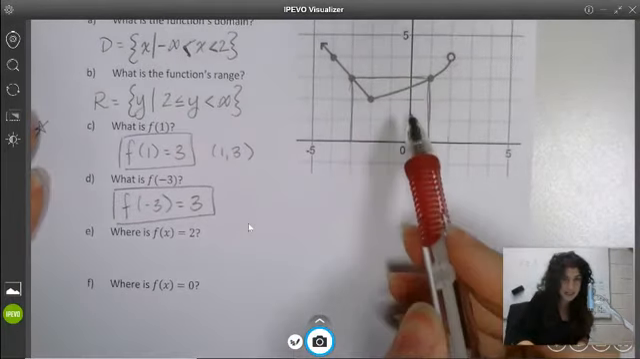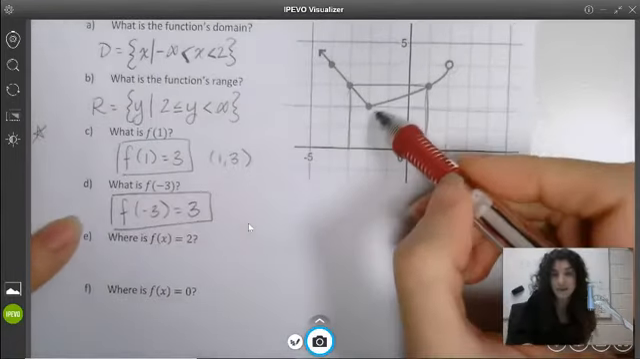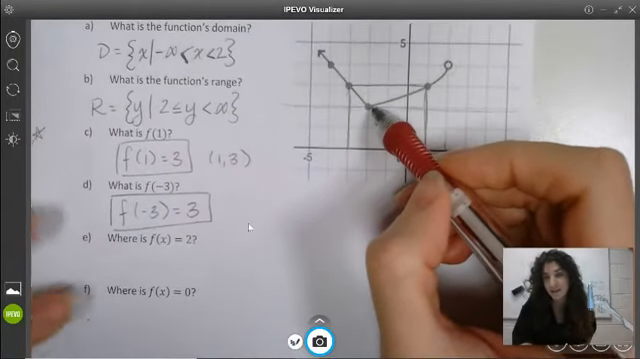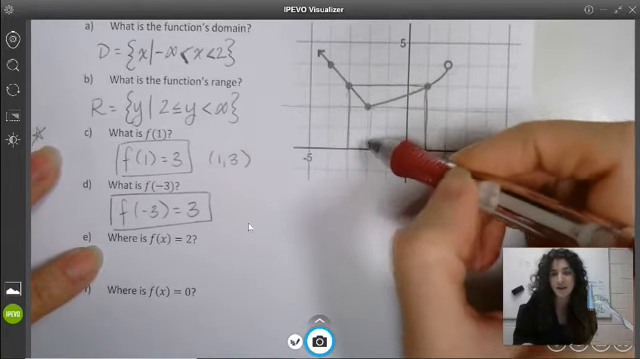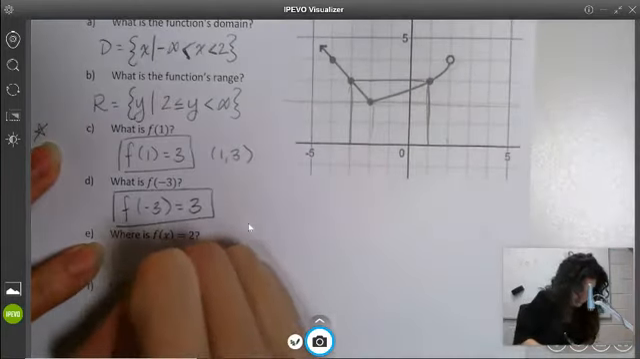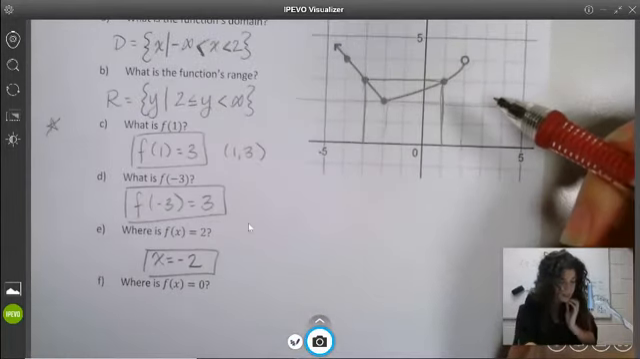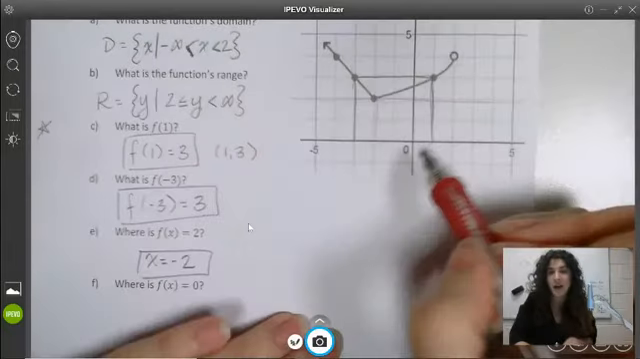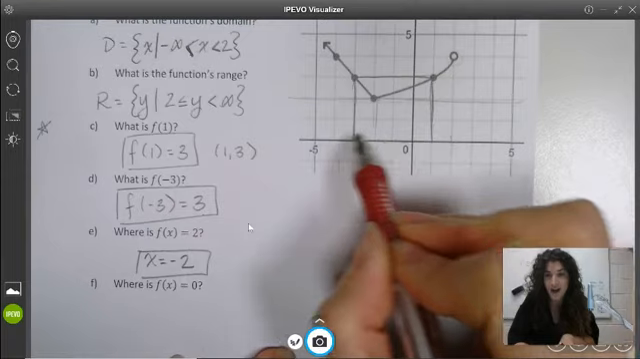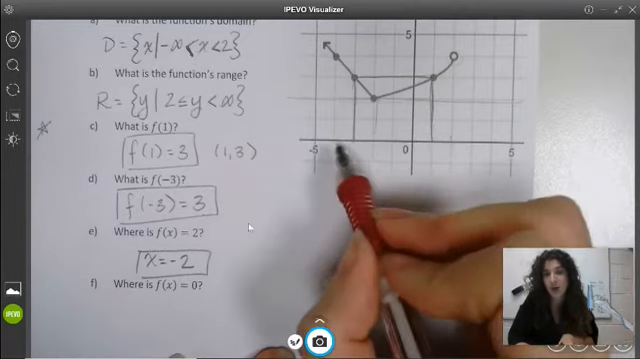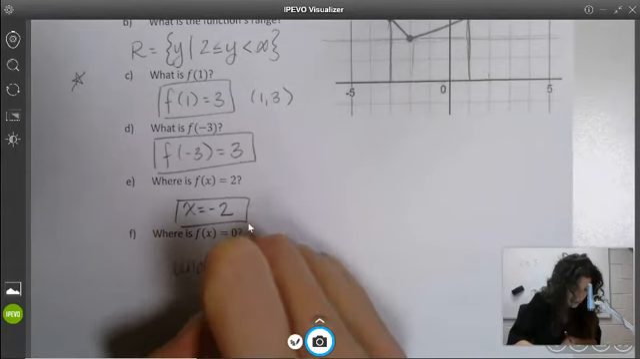f of x equals 2 means that I go to the 2 on my y-axis and say, hey, where does the graph hit it? And it hits it in only one place, which we're pretty thankful for, and it happens at the negative x value of 2. Only one answer for that. Where does f of x equal 0? So we're looking at a y value of 0. The graph never hits the x-axis, which means it never has a y value of 0. So we would say undefined here.